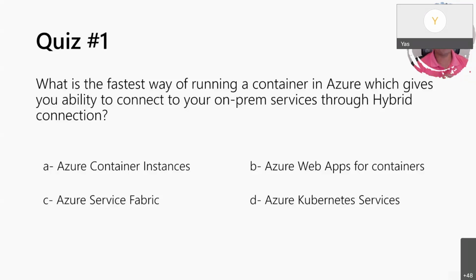So first question: what is the fastest way of running a container in Azure which gives you the ability to connect your on-premises services through a hybrid connection? Is it Container Instances? Is it Web Apps for Containers? Is it Service Fabric or Kubernetes Services? Which one of these is the fastest way of running a container which gives you that ability?